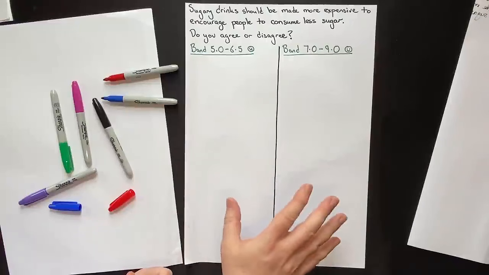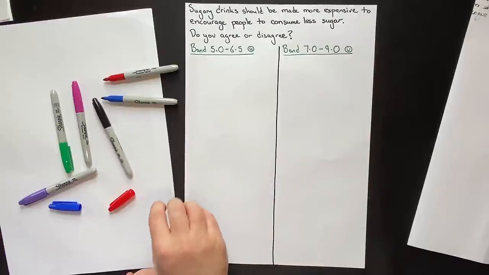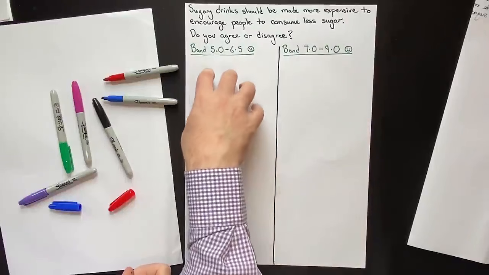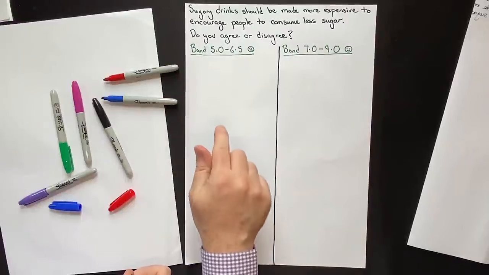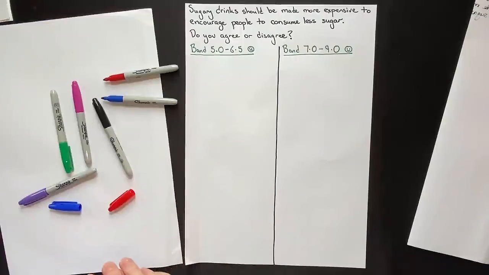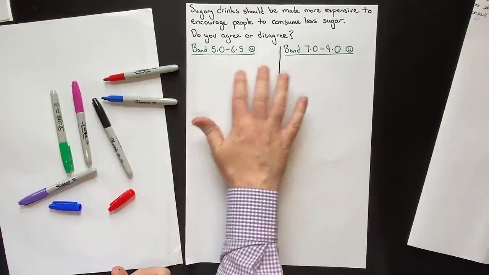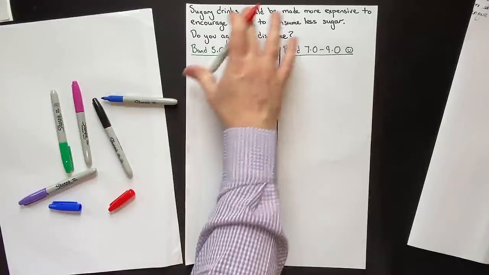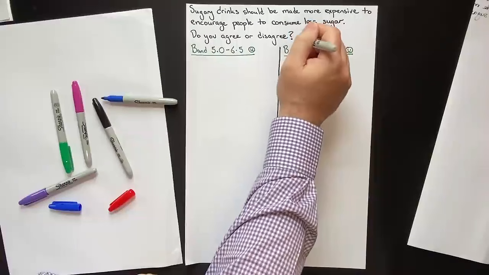At IELTS Advantage, we teach you not only how to do the right things, but how to avoid the things that lead to lower scores. So without further ado, I'm going to show you the main differences between this student and this student. It all starts with the Task 2 question.